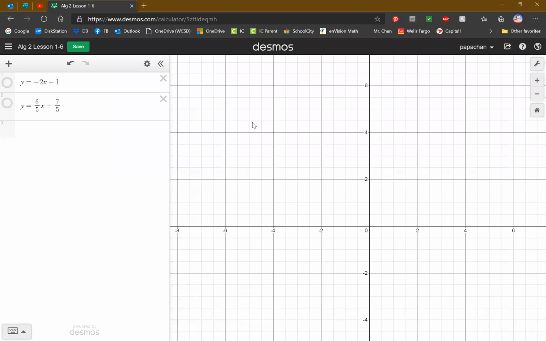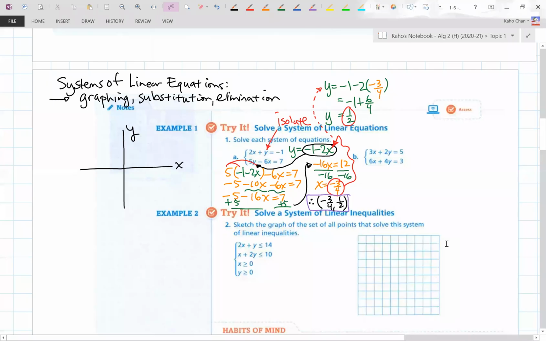Now I have y equals -2x minus 1 and y equals 6/5 x plus 7/5. You might be curious as to where the second one came from. I'm going to pop back up to the notes and show you that the second equation needs to be isolated in order for it to work with the graphing calculator or Desmos. So let me show you the second one here. 5y minus 6x equals 7 needs to be manipulated so you're isolating the variable y. I'll show you really quick.